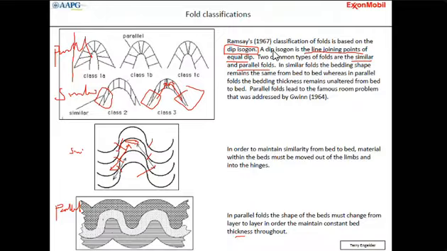That is why these are the two types of folds when it comes to dip isogons. Similar fold, the shape is maintained from bed to bed, and for parallel fold, the thickness is maintained from bed to bed.